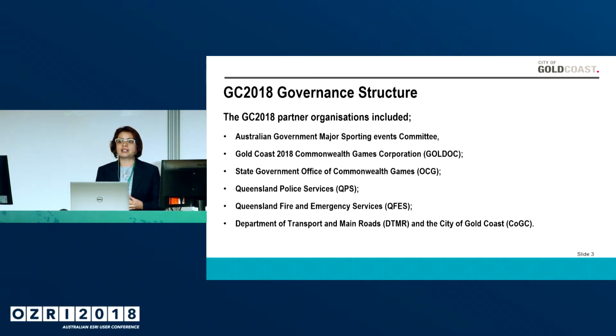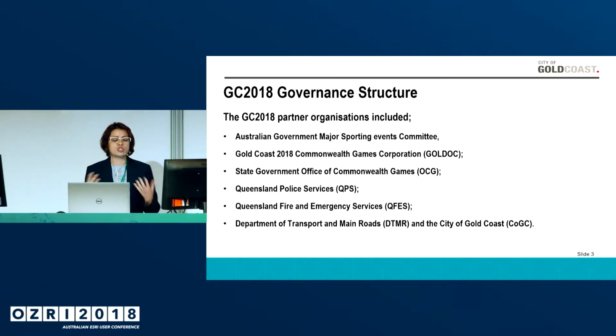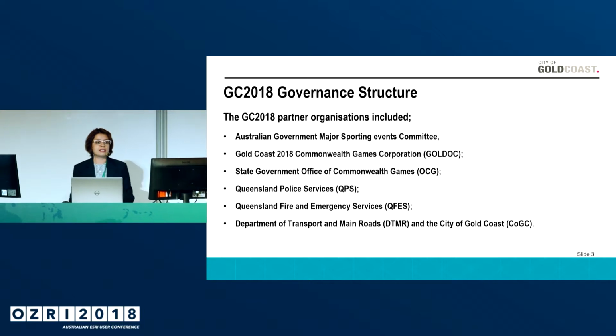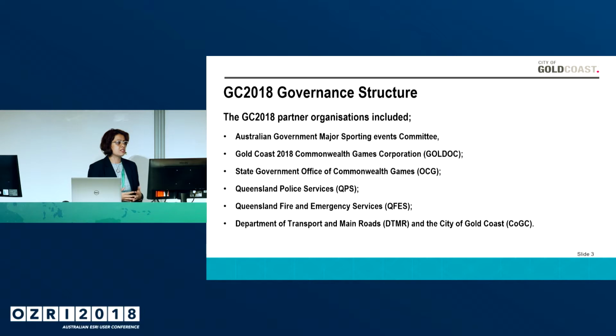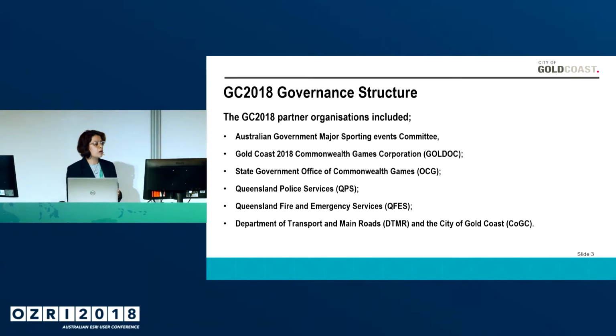Each organization had a specific set of roles and responsibilities. For example, GOLDOC was responsible for managing the competition side, for example, accommodating the athletes and also managing the training and the competition. The City of Gold Coast, on the other hand, was responsible for managing the uplifting services that were required for the city to deliver. The Office of the Commonwealth Games at the state level was responsible for making sure that all these organizations had an effective collaboration.